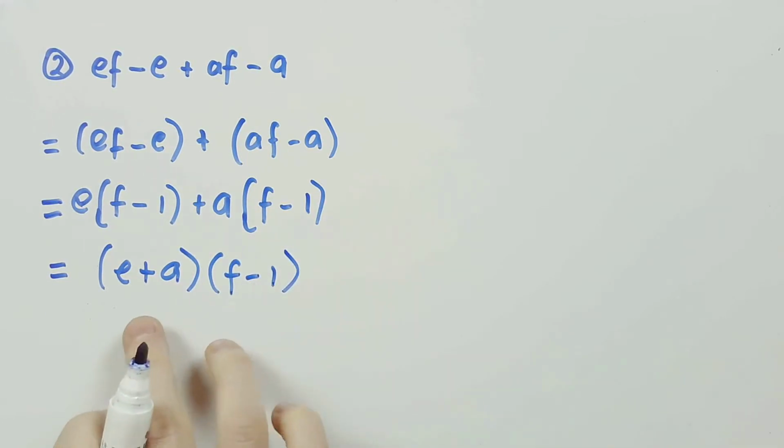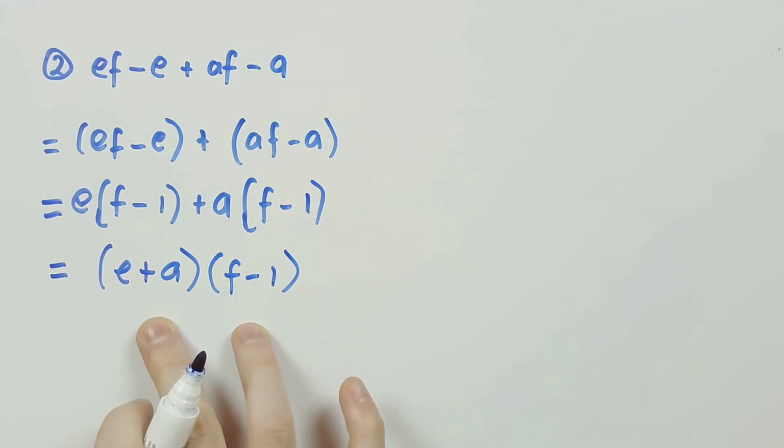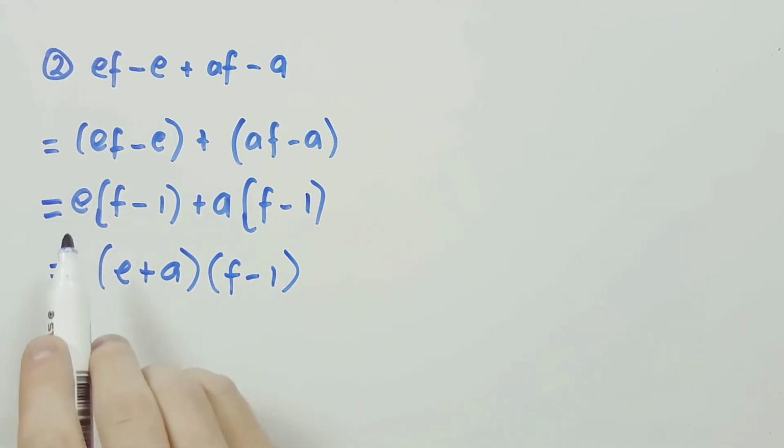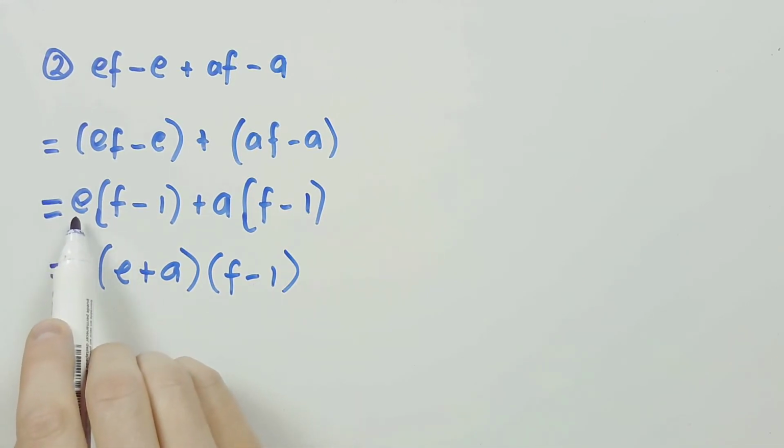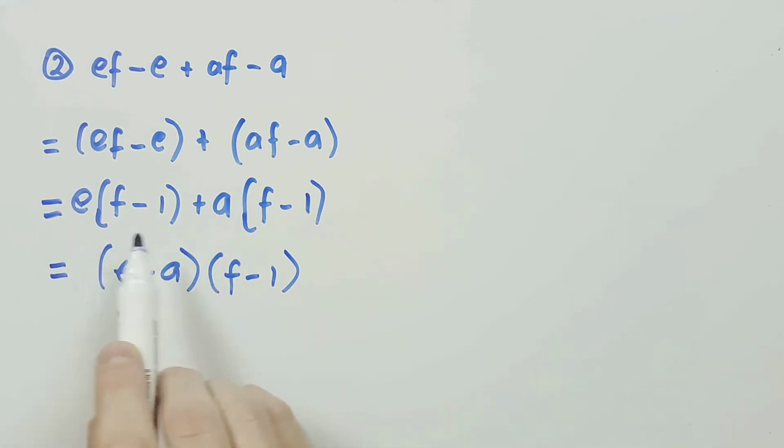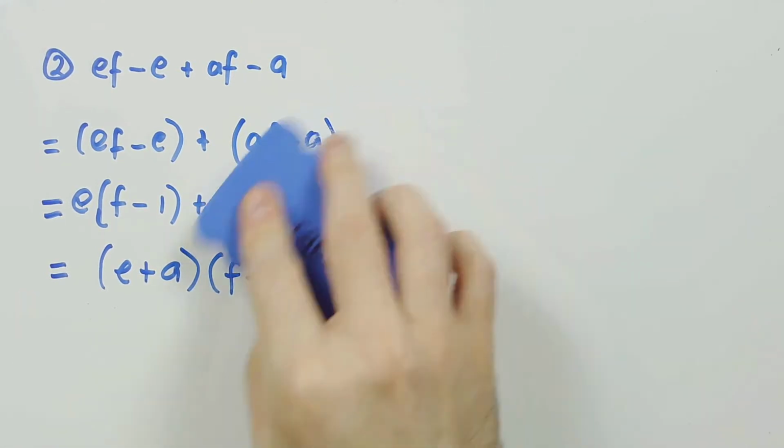And it doesn't really matter the order that you write these brackets in. It's however you best visualize it. I usually visualize it best by putting the external components first, followed by the common factor, but you're welcome to do it the other way as well. So that's the second example.